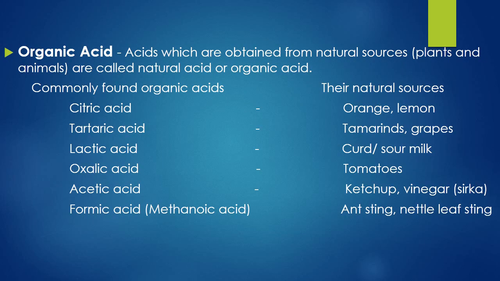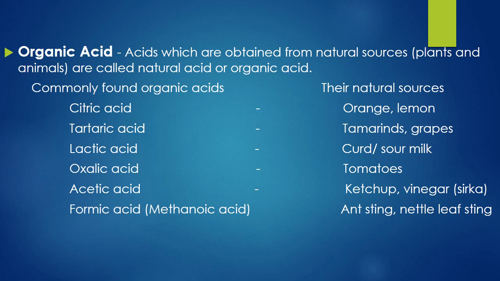So these are some examples of mineral acids. Now, on the basis of sources, the second category is organic acids. These are acids which are obtained from natural sources, that is, plants and animals. See, the word organic comes from organism, right? So the acids that we get from plants and animals are said to be natural acids or organic acids.